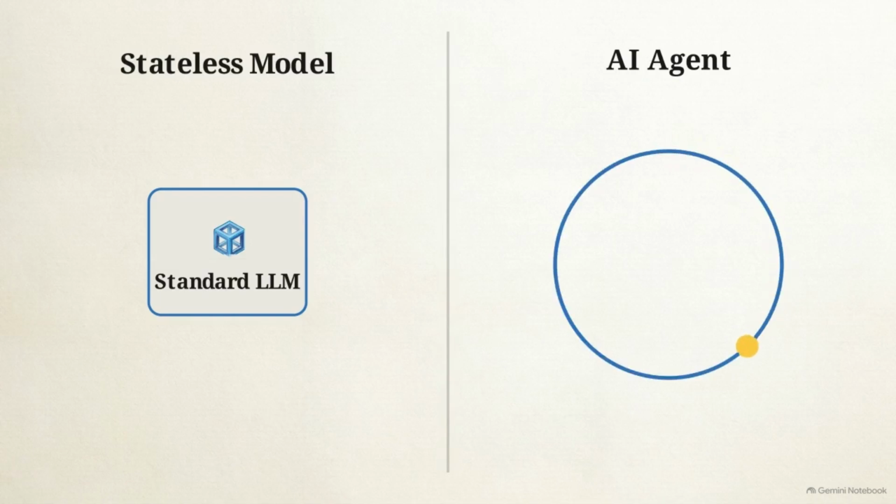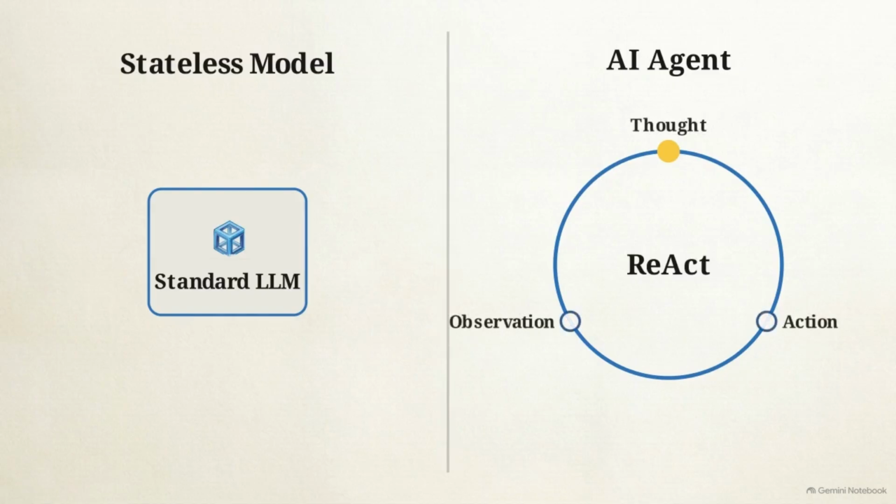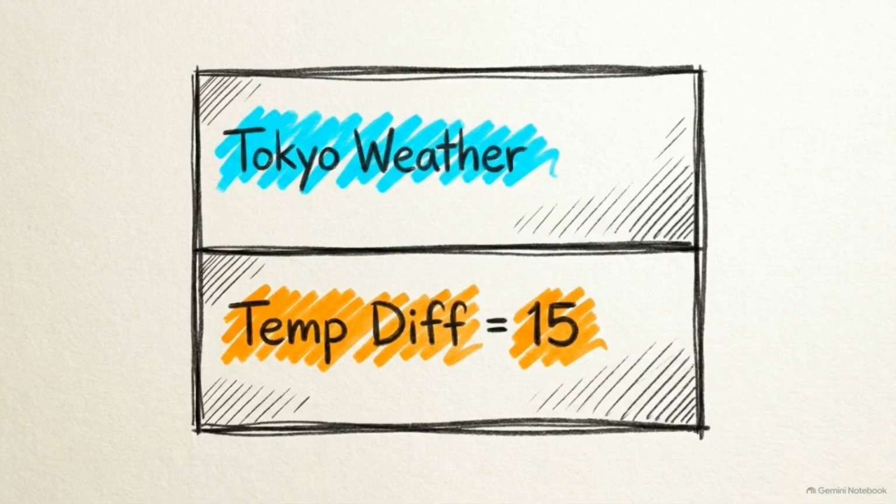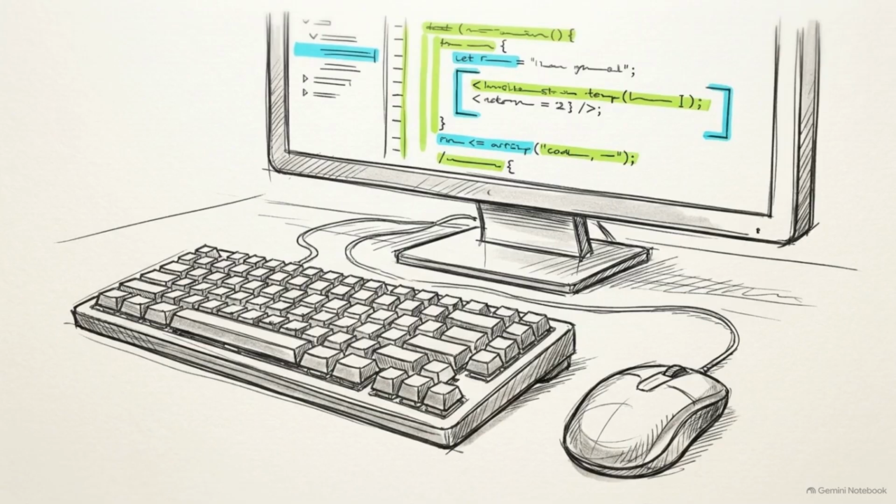An AI agent, however, runs in a continuous loop. We structure this loop using the ReAct pattern, which stands for reasoning and acting. The model generates a thought about its goal, executes an action using an outside tool, and then receives an observation back. This looping structure is what allows the AI to handle a request like "check the weather and then calculate the temperature difference" without a human needing to copy-paste results between steps.